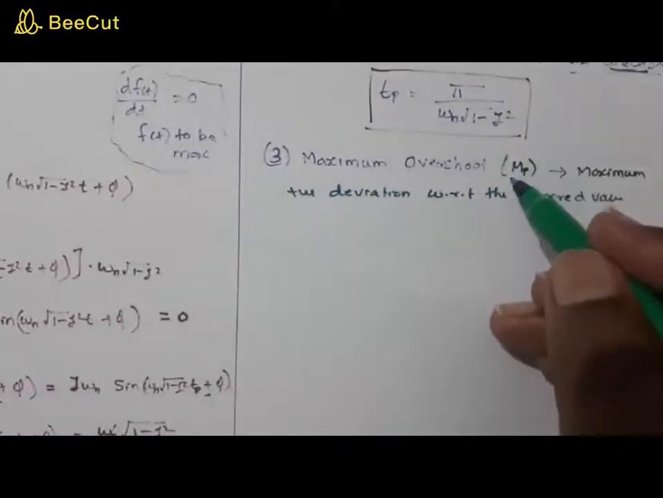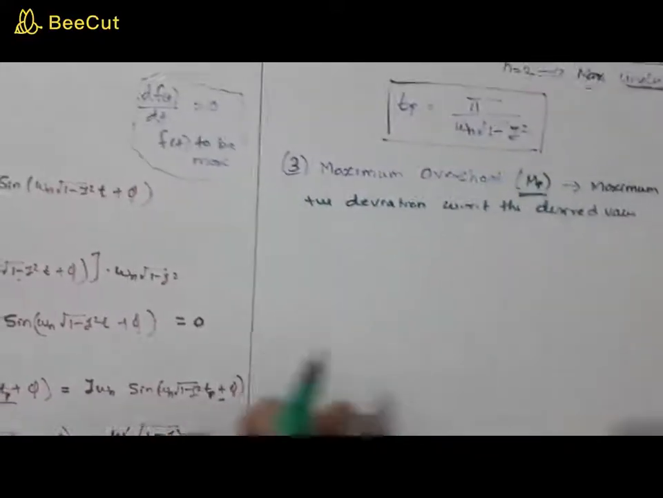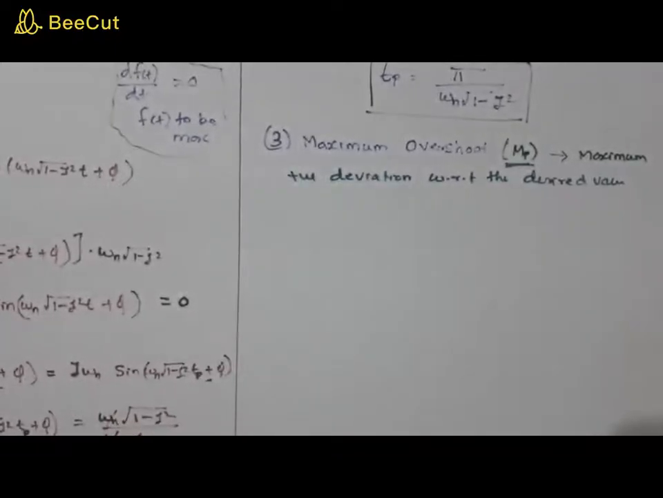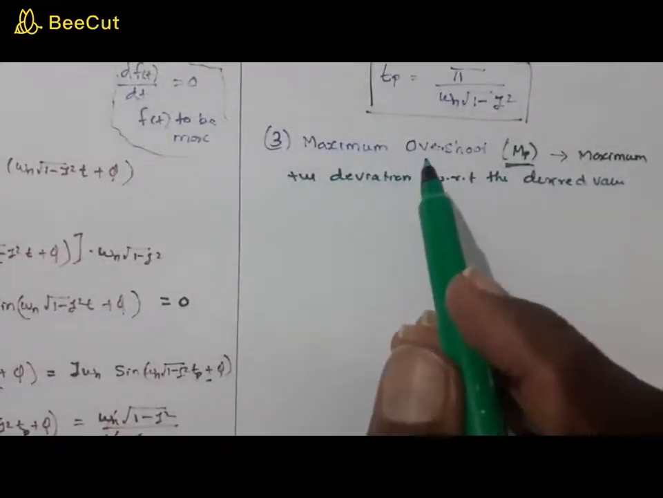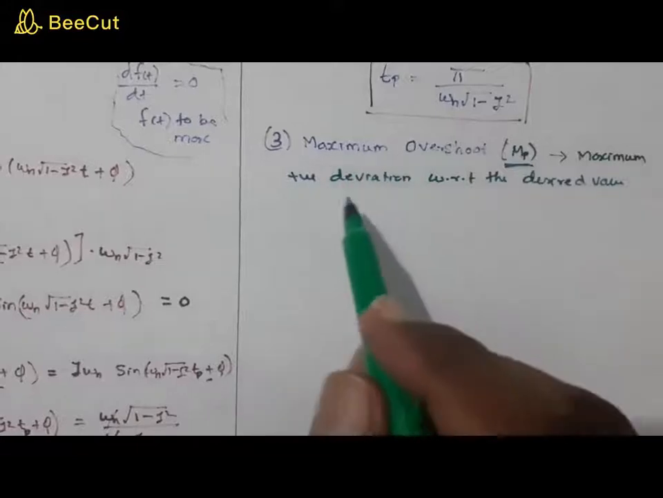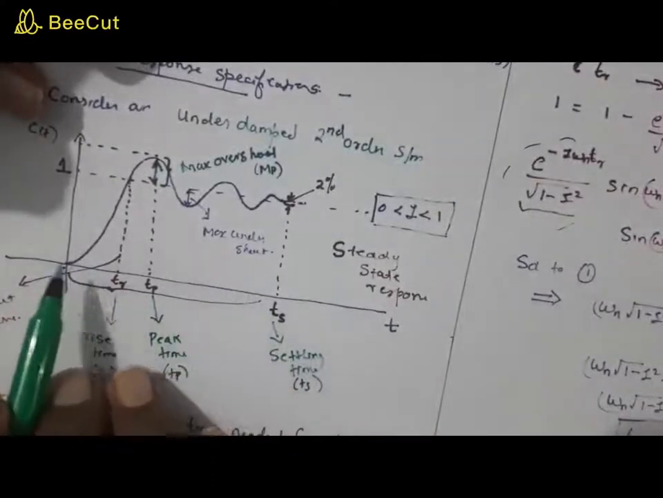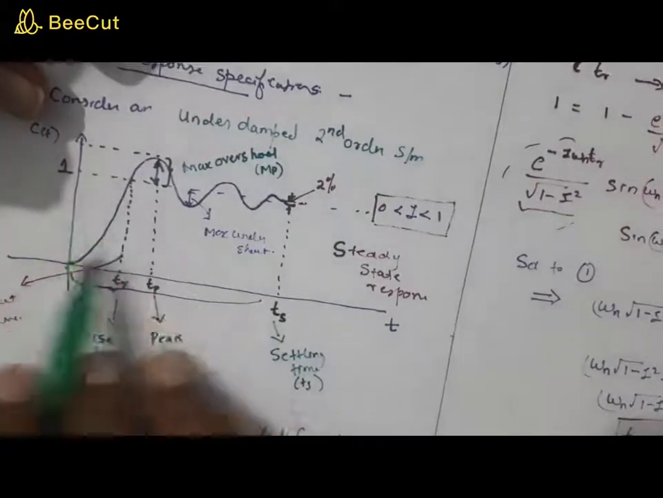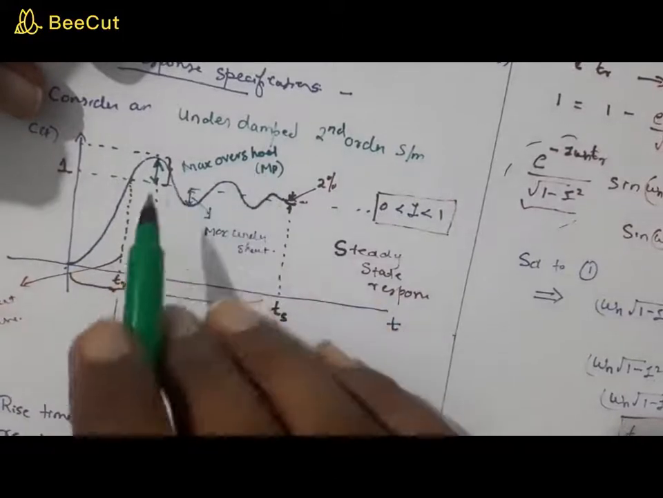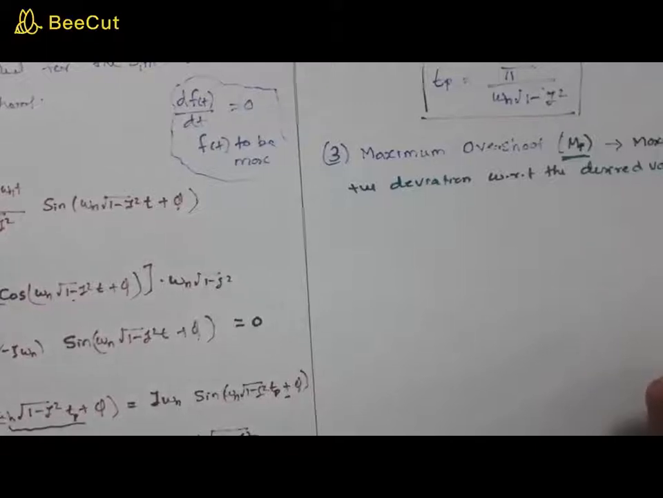Now the next specification is we want to find out MP. For the second order system, that is the maximum overshoot. It is not a time parameter, it is an amplitude parameter. Maximum overshoot is just the deviation, that means the change in C of t. It has nothing to do with time. Of course it has something to do with TP, but that is not what I'm talking about. Maximum overshoot is not time, it is amplitude. Now how will you evaluate that?